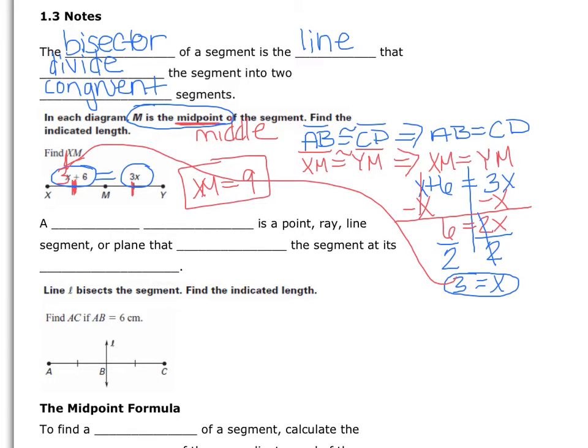All right, so a segment bisector does not have to be a line. It can be a point, just like we said, a midpoint. It can be a ray, a line, a segment, or a plane that intersects the segment at its midpoint.